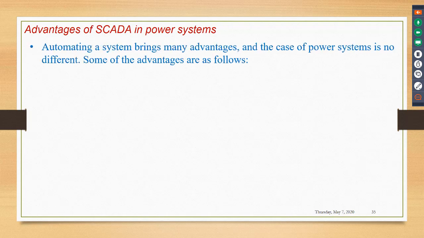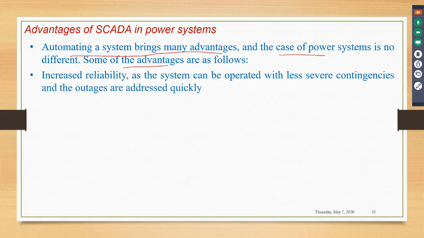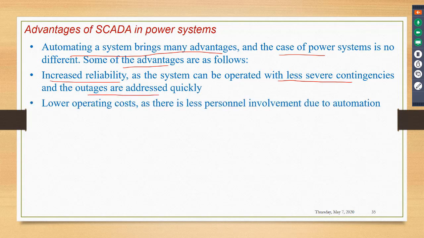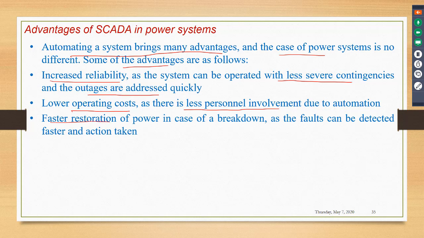So what are the advantages? Automating a system brings many advantages, and the case of power system is no different. Some of the advantages are increased reliability, as the system can be operated with less severe contingencies and outages are addressed quickly, lower operating costs as there is less personnel involvement due to automation, faster restoration of power in case of breakdown, as the faults can be detected faster and action can be taken faster.